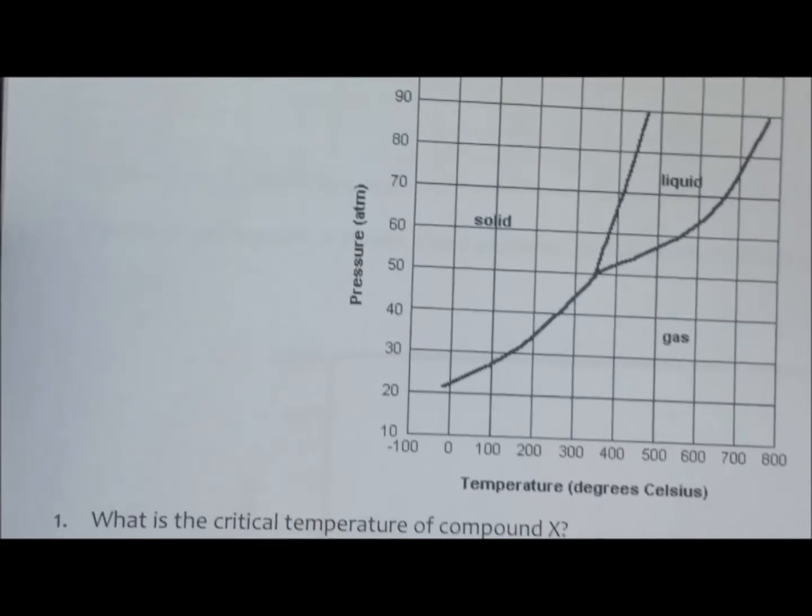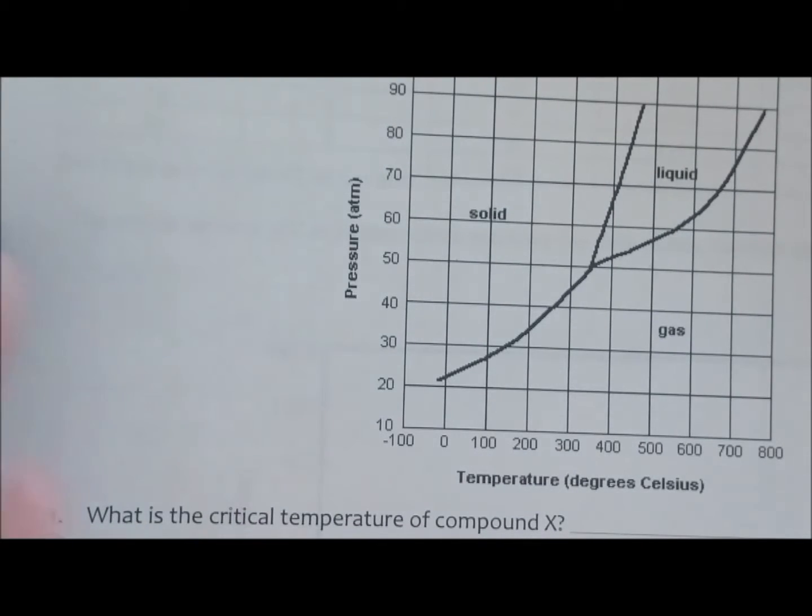Okay, so here is the exact same phase diagram that you have in your packet. I'm going to go over all of it with you. I'm going to show you how to read it and how to answer the questions. So here, the title says phase diagram for mysterious compound X. At the bottom, you see temperature. On the side, you see pressure. So we are going to figure out, as temperature changes and pressure changes, what state of matter this mysterious compound X is going to be.